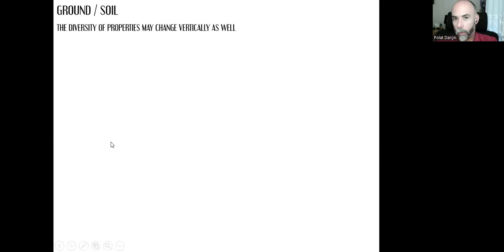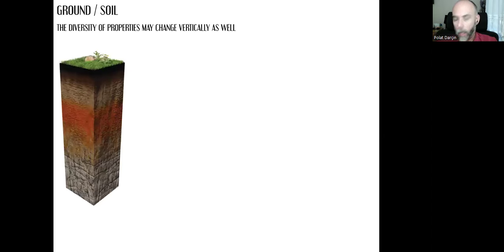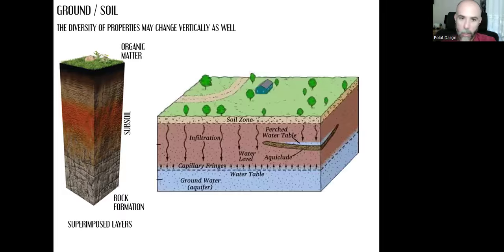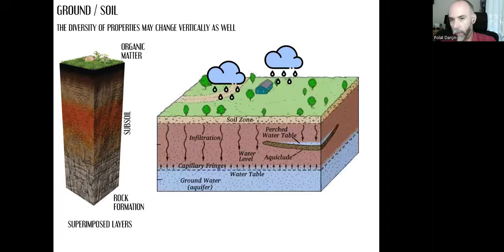The diversity of properties may change vertically as well. As we go deeper, we can find different layers. These are called superimposed layers, layers that are placed on top of each other. There can be organic matter at the top, and the lower part can be called the subsoil. There can be rock formation or different layers of different grain sizes. And also there is water, the water that has been infiltrated through these grains.